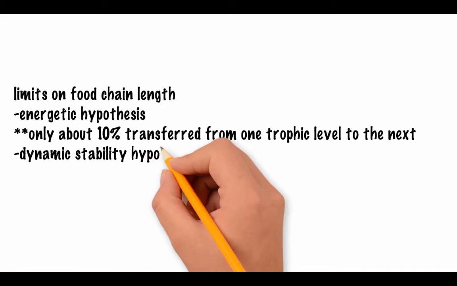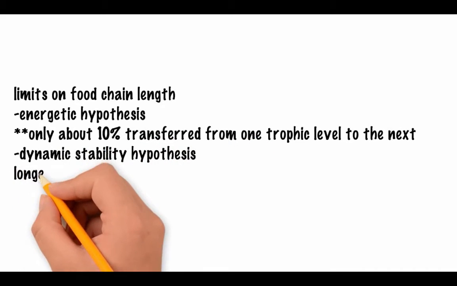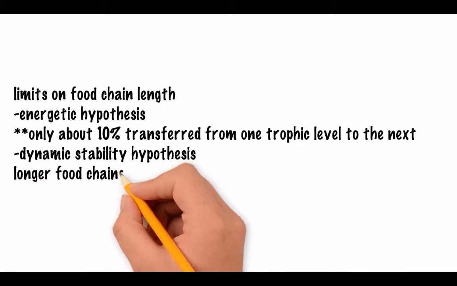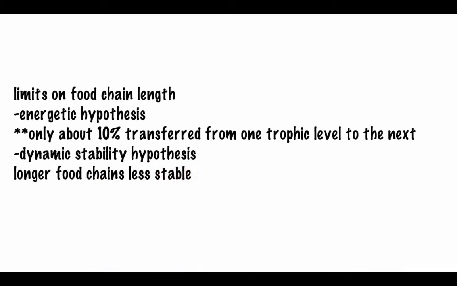The dynamic stability hypothesis states that longer food chains are less stable because they would have lower numbers of organisms on the higher trophic levels. This would not allow recovery for those top predators from disturbances.